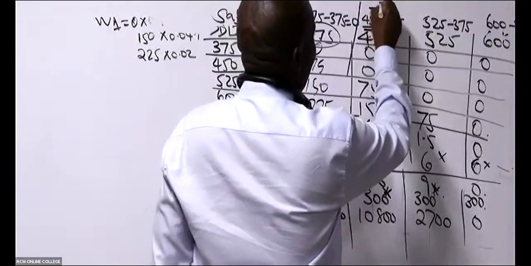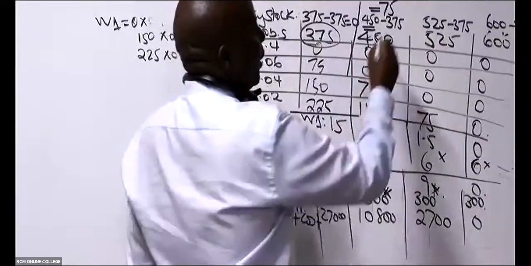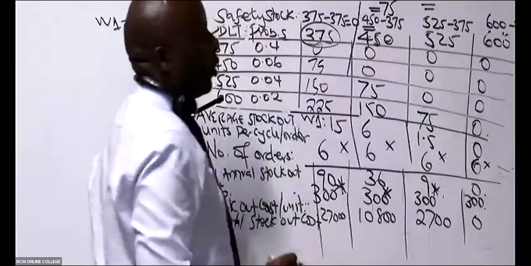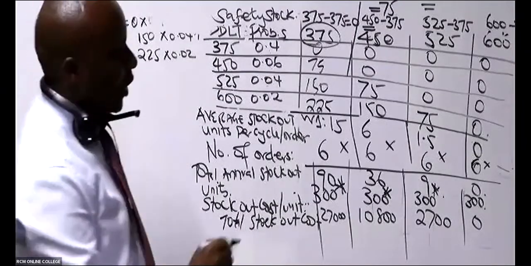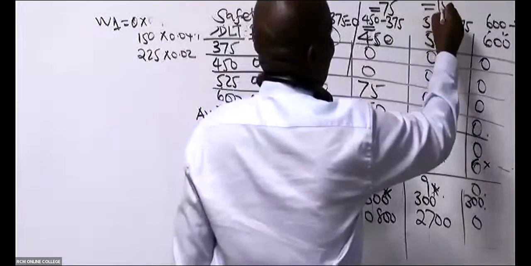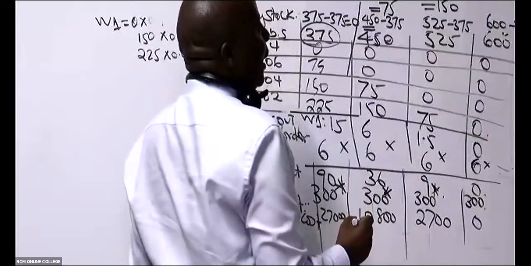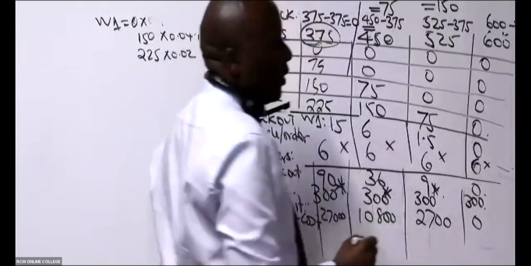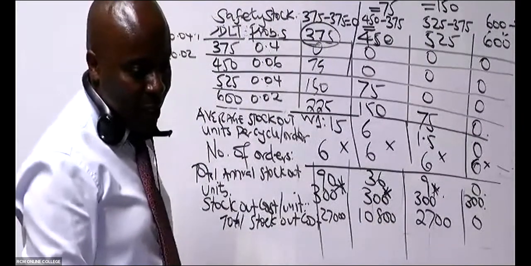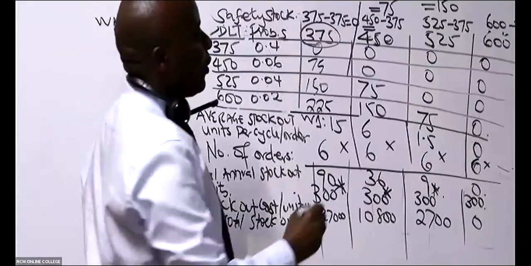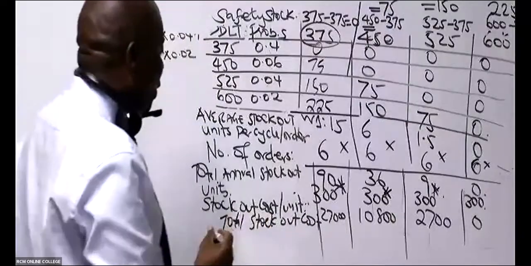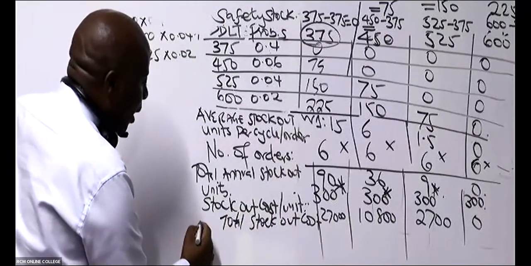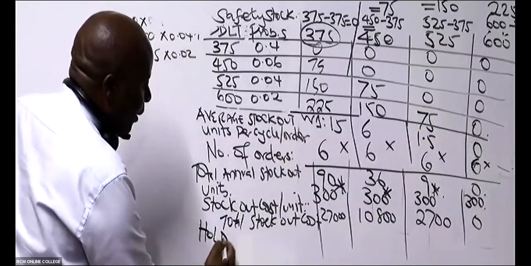Is that okay? 75. The third one will give me what number? 150, right? The safety stock here is 150. And then the last one will be 600 minus 375, which gives me 225, like that.